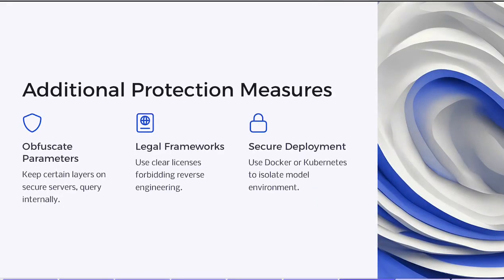Number 4 is obfuscate or hide key parameters. If feasible, keep certain layers or parameters on a secure server. Query them internally without exposing them to a public endpoint. Number 5 is legal and licensing frameworks. Use clear licenses or user agreements that explicitly forbid reverse engineering. Have an IP lawyer ensure your AI assets are protected by patents or trade secrets where applicable. Combining these measures makes it much harder and more legally risky for attackers to replicate your model.